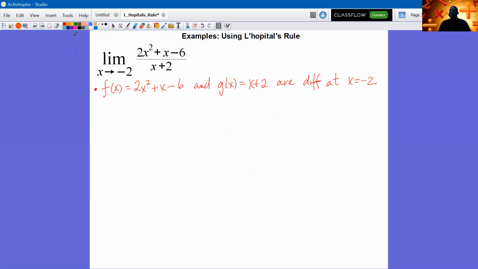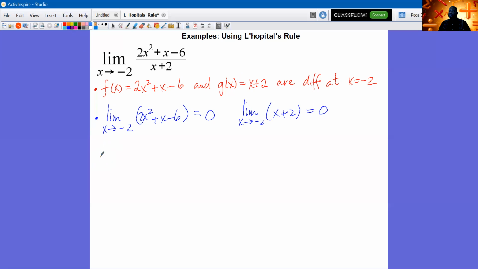Next, we're going to find the limit of each piece of the fraction and see what happens. So if you plug in the -2 in the numerator, you get 0. And for the denominator, you plug in -2, you also get 0. So we can use L'Hopital's rule.